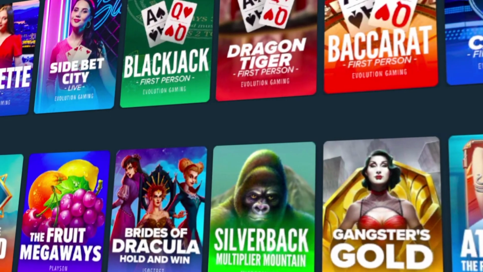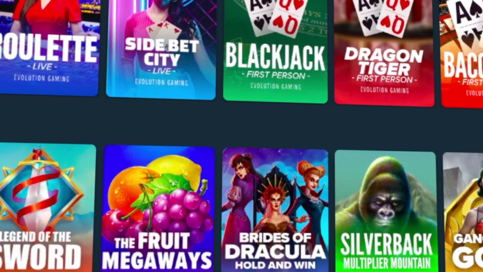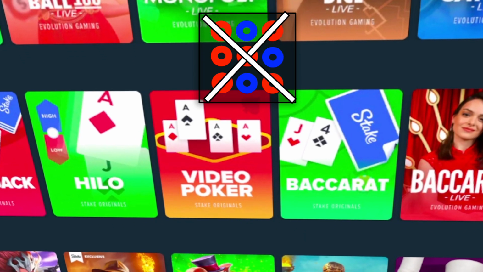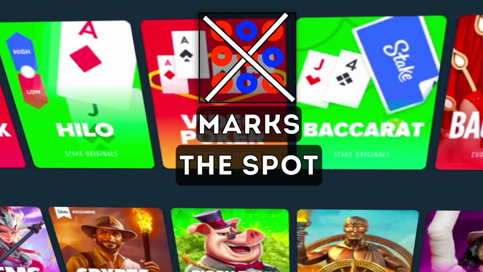Let's continue the compound interest challenge, playing the Hong Kong Baccarat strategy, combining it with X marks the spot.